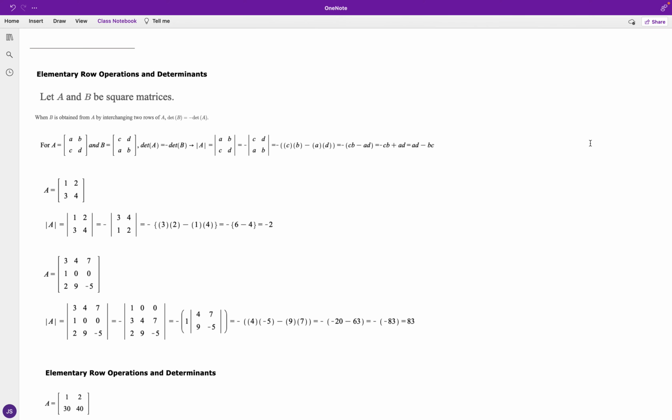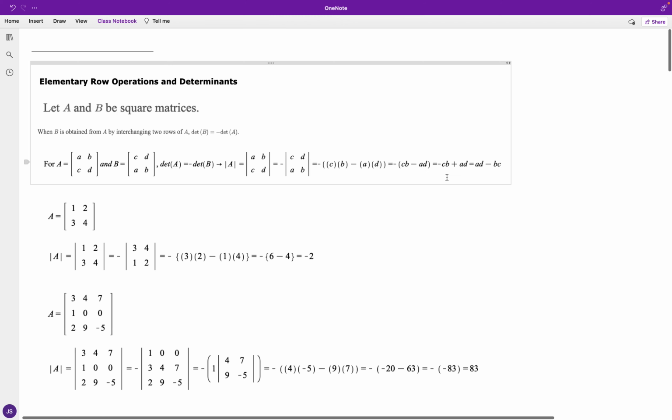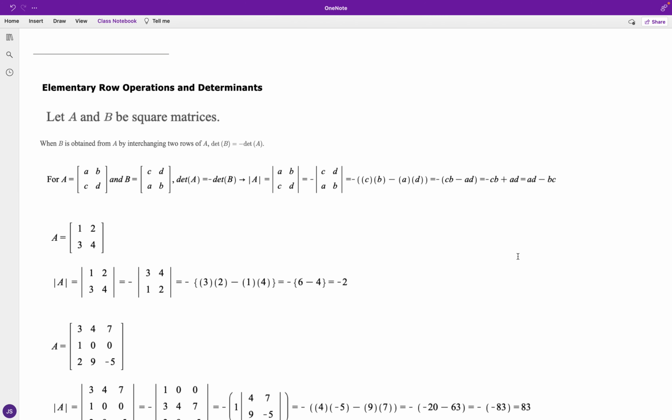Okay, continuing on with working with determinants, and we have elementary row operations and determinants. Let's say we have that A and B are square matrices, where B is obtained from A by interchanging two rows of A. Well, we're going to have that the determinant of B and the determinant of A will be additive inverses.